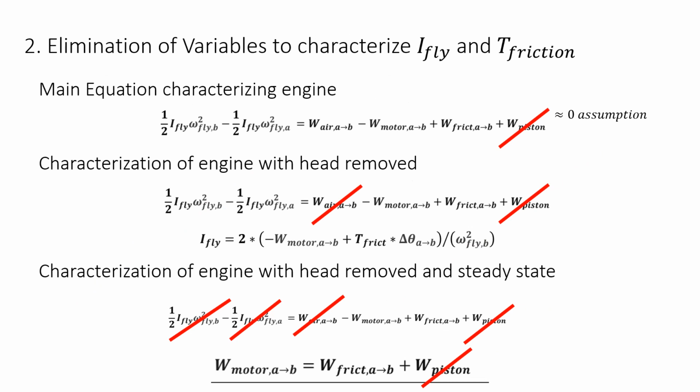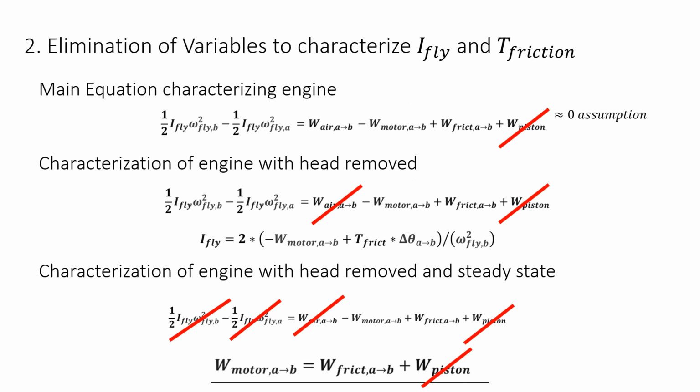The main equation when trying to characterize the engine is shown at the top of the slide. This includes variables for the moment of inertia of the flywheels, the angular velocity of the crankshaft, work done by the air, work done by the motor, work done by friction, as well as work done by the piston. We're assuming that the work done by the piston is 0. However, even with this assumption, we have too many unknown variables. The only variables that we do know are the work done by the motor, which can be calculated using data from the force transducer, as well as the angular velocity of the flywheel.